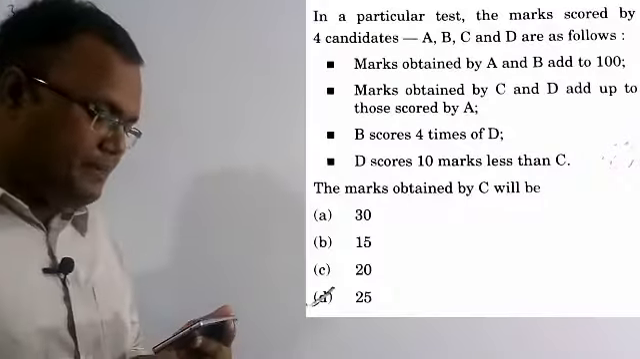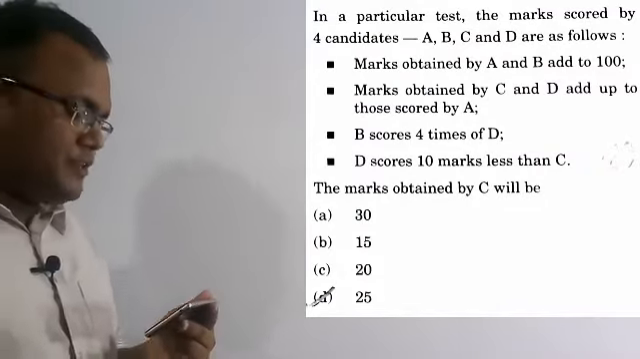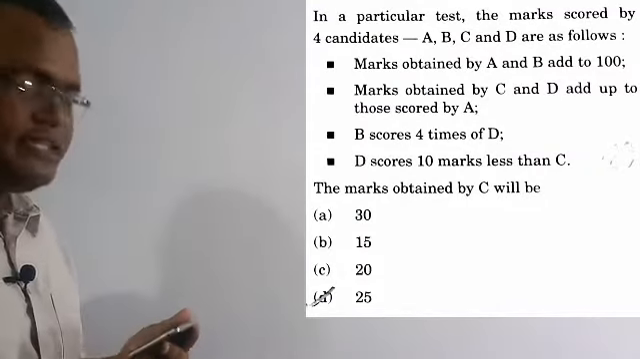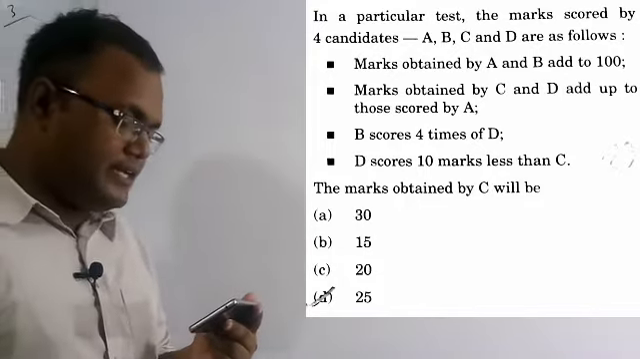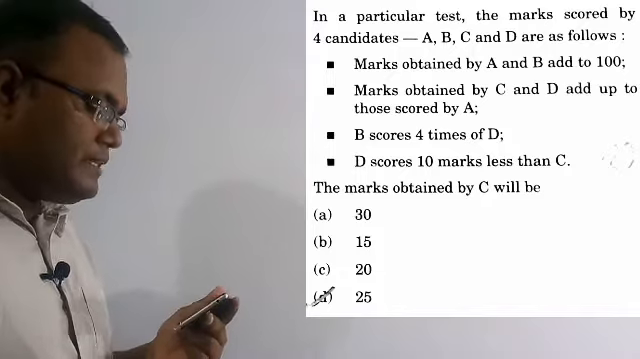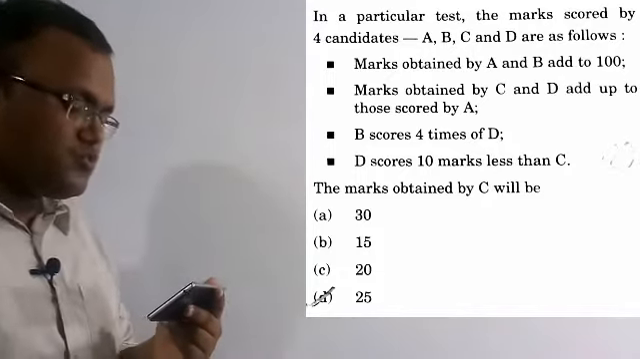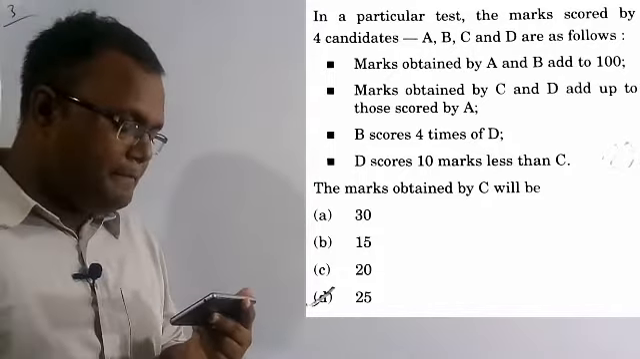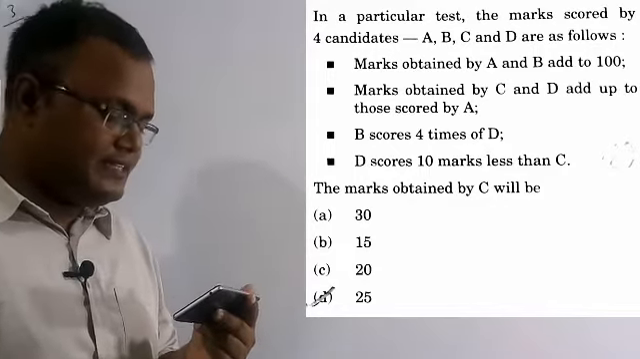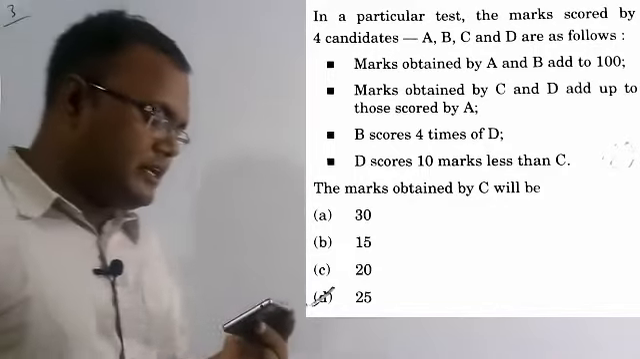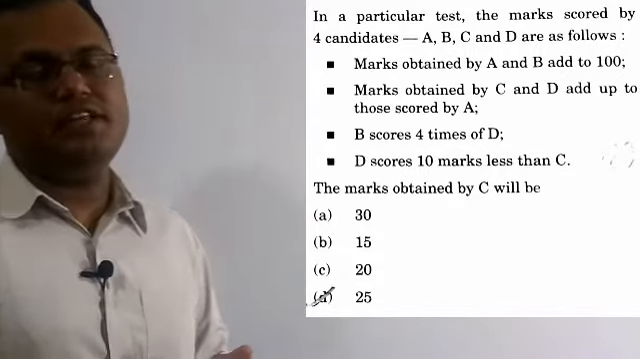So now we are going to solve the third question. In a particular test, the marks scored by the 4 candidates A, B, C and D are as follows. The marks scored by A and B add up to 100, and similarly the marks scored by C and D add up to those scored by A, and similarly B scores 4 times that of D, and D scores 10 marks lesser than C. So now we need to find what is the marks obtained by C. We need to figure out.